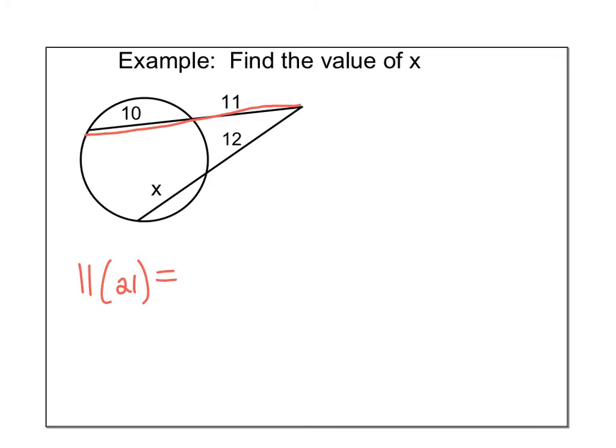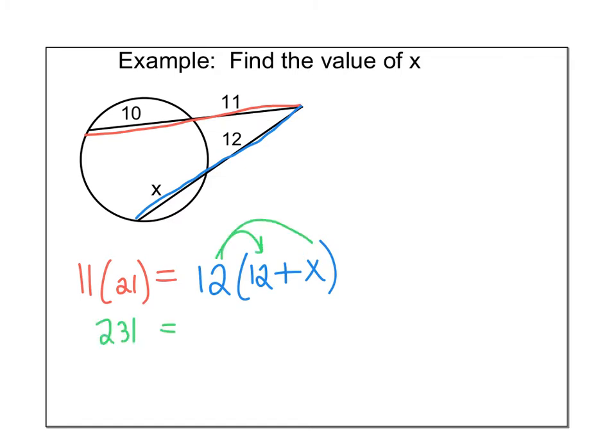That's going to be equal to the same thing on the other one. Outer is 12. Now what's the length of the entire segment? 12 plus x. I knew this was outer times entire because it had an outside piece and an inside piece. So now we just do a little calculation. 11 times 21 is 231. We can distribute the 12 here: 12 times 12, 144, plus 12x.